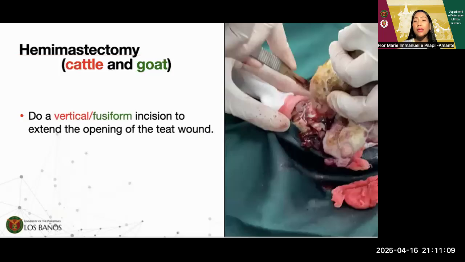And for the coming slides, this is how we did the hemi-mastectomy surgery in that cattle and on the goat patient. So there was a vertical incision on the cattle and an elliptical incision on the goat patient to extend the opening of the teat wound. This is a video clip of how this step was done.